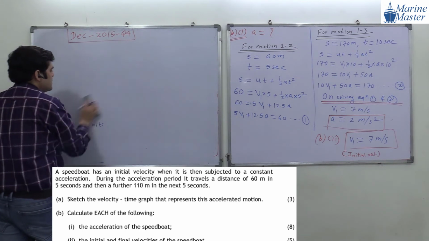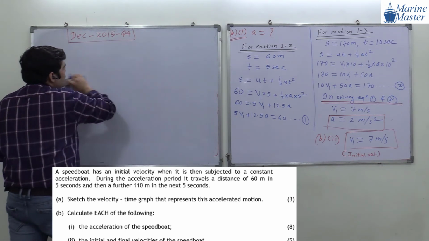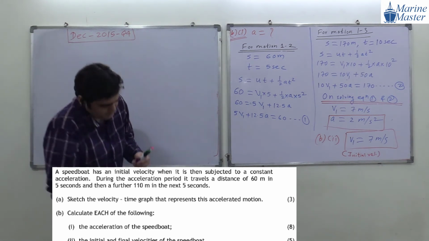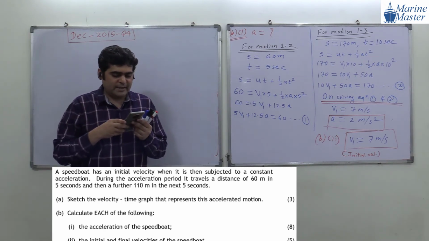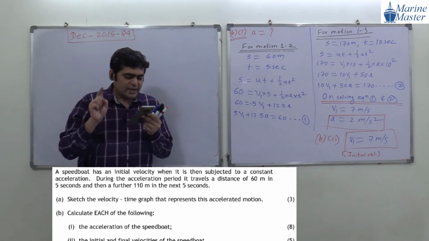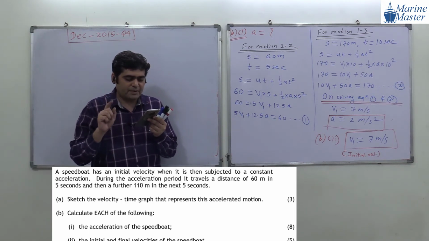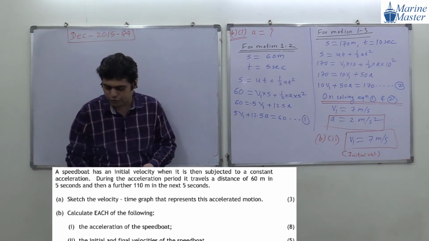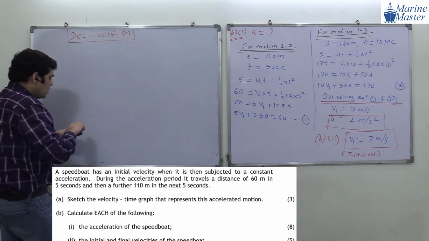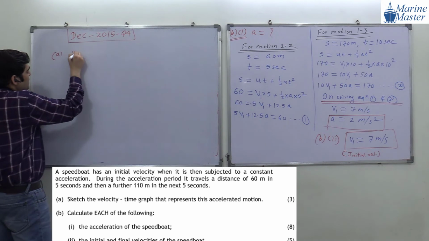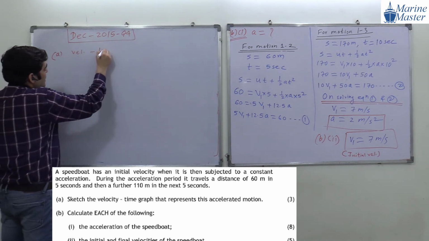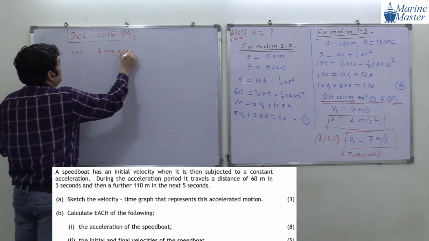If you have a graph, use graph paper. If you don't have a graph, don't worry, you can draw it in your copy. But in the exam, whenever they are asking for a graph, take the graph paper and draw it. Sketch the velocity time graph that represents this accelerated motion. So in the A part our answer is the velocity time graph.